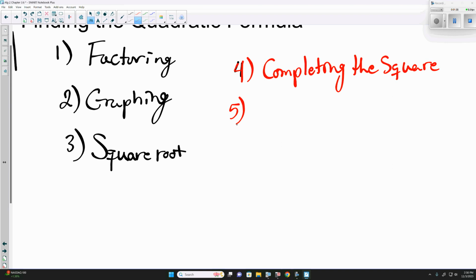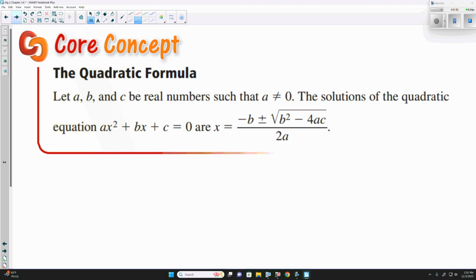The other, that's the one we're going to do today, is the quadratic formula. The quadratic formula will work every single time. And that's what we're looking at today. Most like the quadratic formula better than completing the square. I've had a few that like completing the square more than the quadratic formula.